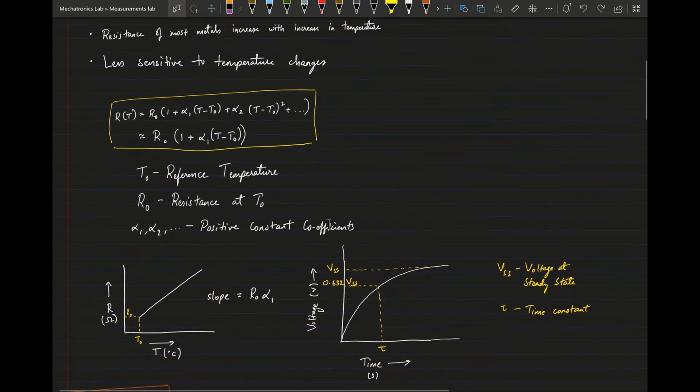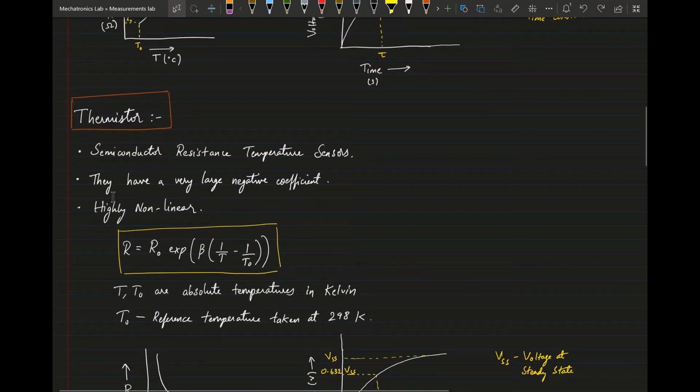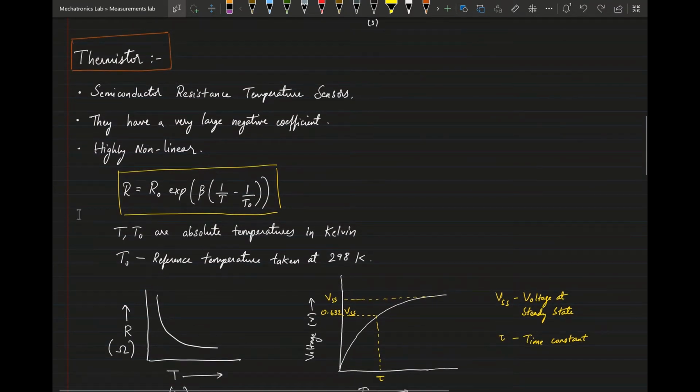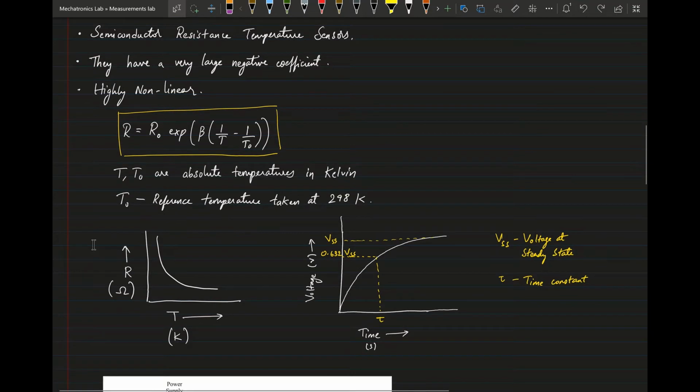What I mean by less sensitive to temperature changes is that, for example, if you take the resistance at 0°C and the resistance at 100°C, the difference in resistance would be really small for the RTD when compared to the thermistor. So for the thermistor, the characteristic equation would look like this, and when you plot it, it would look like this. Since it has a very large negative coefficient, as temperature increases, the resistance decreases. We would also look at the behavior for step input, just as we looked at it for the RTD.